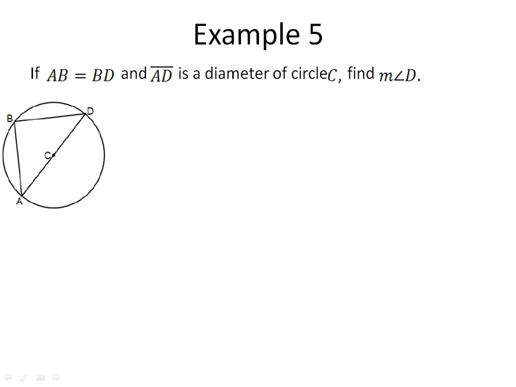And the reason why is this. Because the measure of angle B is 90 degrees, you have an isosceles triangle, so the measure of angle D has to equal the measure of angle A. That comes from the fact that AB and BD are the same length, which forces the two base angles, angle A and angle D, to be the same measure.